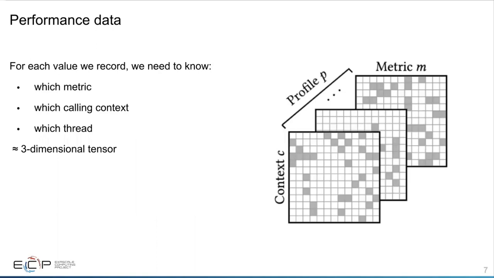Now, let's talk about exactly what kind of performance data we're recording. We measure values for each metric and calling context for every application thread or GPU stream. Basically, for each value, we need to know which metric it represents, which calling context it relates to, and which thread or GPU stream it belongs to. And due to the factors I mentioned previously, they are very sparse. So we can think of it as a three-dimensional sparse tensor, as shown on the right.